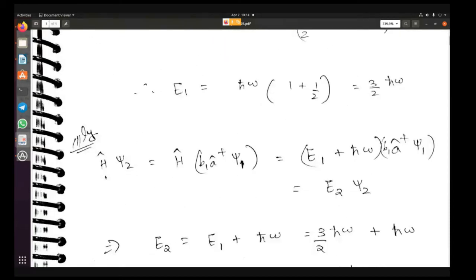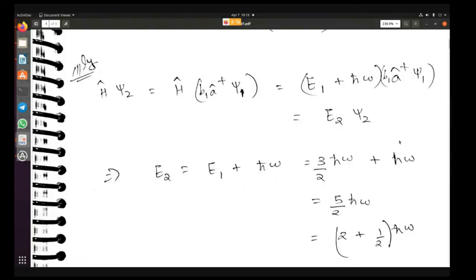Okay, similarly you can do it for psi 2. What is psi 2? Psi 2 is nothing but A dagger psi 1. Okay, so now if the Hamiltonian is applied on A dagger psi 1, you are going to get the eigenvalue as E1 plus h cross omega. Okay, and what is E1? E1 we have already seen as 3 by 2 h cross omega. So you're going to get 3 by 2 h cross omega plus h cross omega. That turns out to be 5 by 2 h cross omega. So this can also be written as 2 plus half into h cross omega, right?